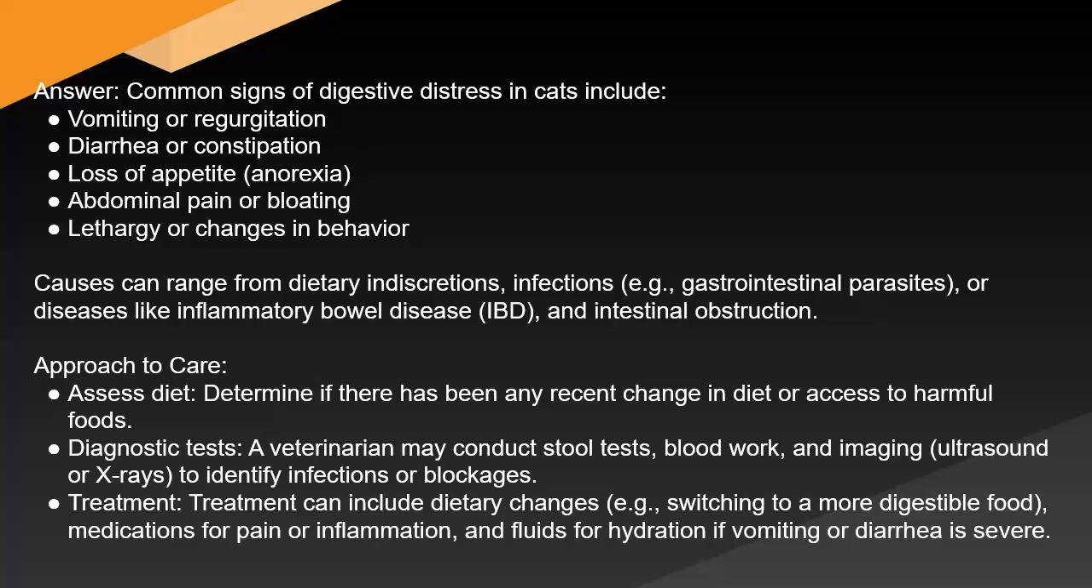Approach to care: assess diet. Determine if there has been any recent change in diet or access to harmful foods. Diagnostic tests. A veterinarian may conduct stool tests, blood work, and imaging, ultrasound, or X-rays to identify infections or blockages. Treatment. Treatment can include dietary changes, e.g., switching to a more digestible food, medications for pain or inflammation, and fluids for hydration if vomiting or diarrhea is severe.